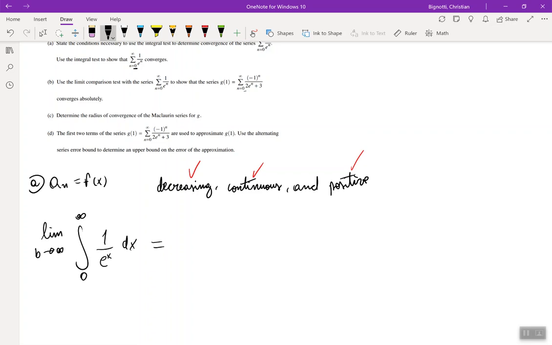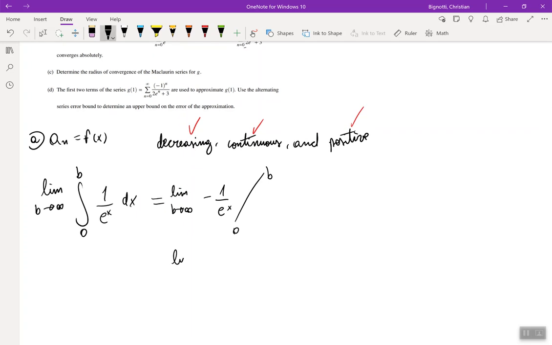This is equal to minus 1 over e to the x from, oh sorry, this has to be b up here. It can't be infinity. That's why we do the limit. So 0 to b. It is wrong if you put infinity up there. You can't have an integral that goes to infinity. And this is the limit as b goes to infinity.